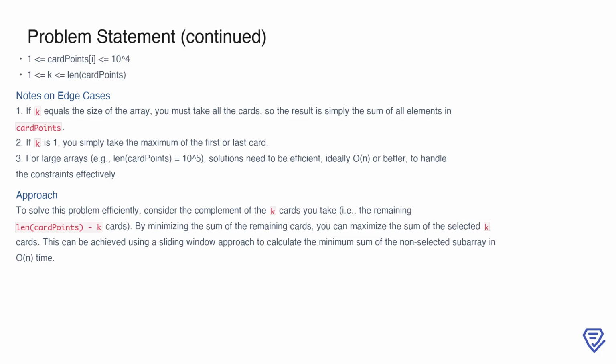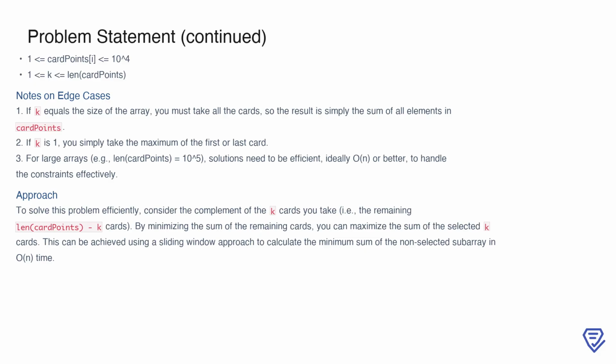Instead of directly calculating the sum of all possible k selections, which would be computationally expensive, we can approach the problem by focusing on the cards not selected. Specifically, by minimizing the sum of the unselected subarray of size len(cardPoints) - k, we can indirectly maximize the sum of the selected k cards. Using a sliding window technique, we can compute this efficiently in O(n) time, ensuring that the solution scales well for large inputs.